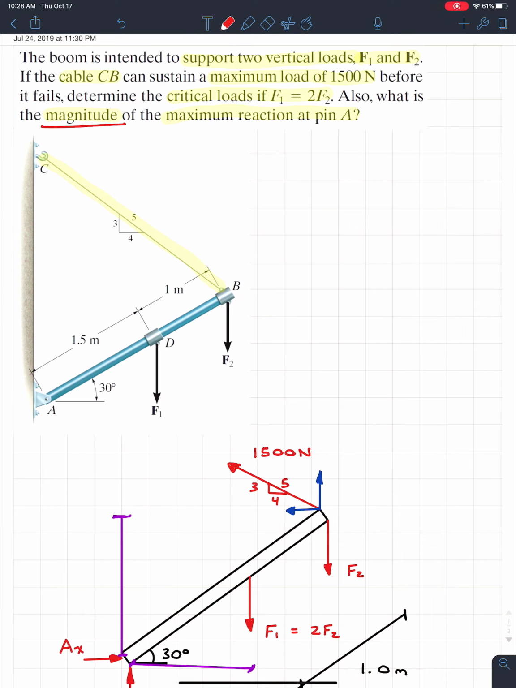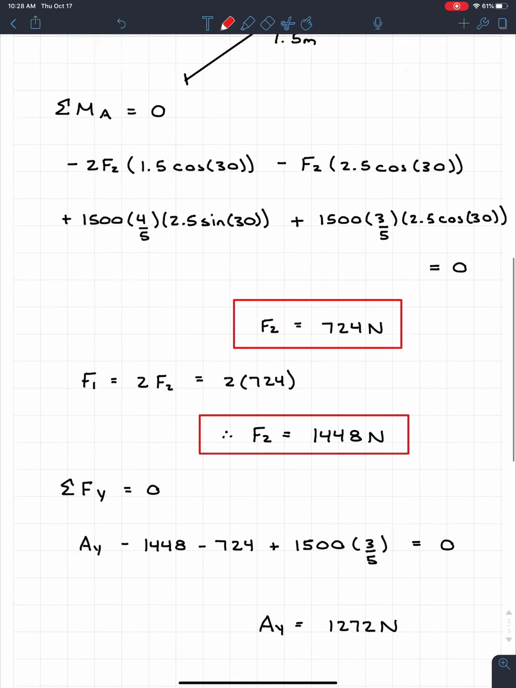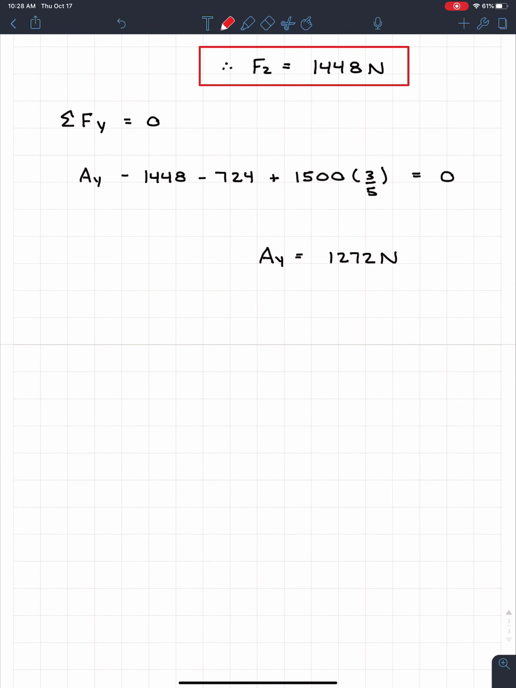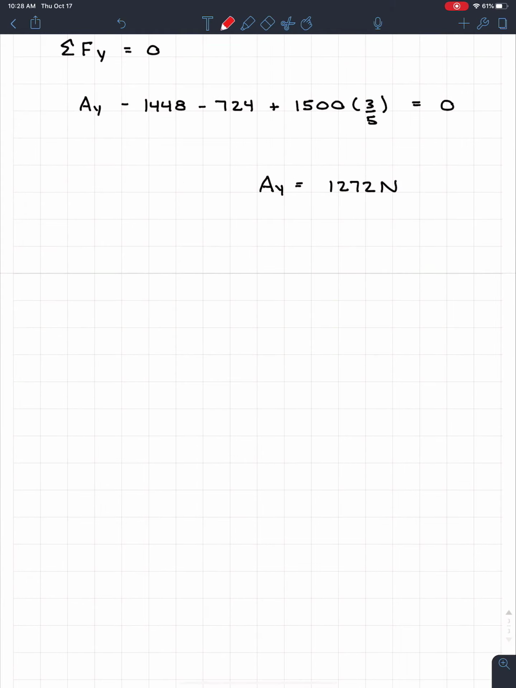So the magnitude is going to be similar to when we were doing vectors before, where if we know the x and y components, we can find the magnitude of A in general. We just figured out AY and we're going to find AX, so we're going to need AX. So we go sum of the forces in X is equal to 0.